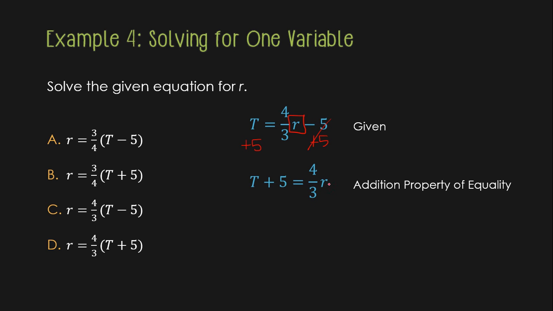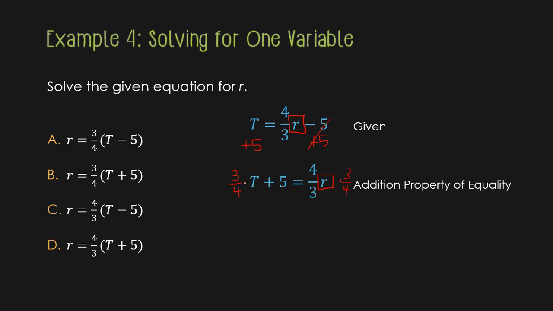So right here I have 4/3 times r, and I need to get r by itself. Whenever we have a fraction that's being multiplied, you could technically divide by the fraction, but we like to multiply instead because it's a little bit easier. So we're going to multiply by what we call the reciprocal, and we're going to do that to both sides of the equation.